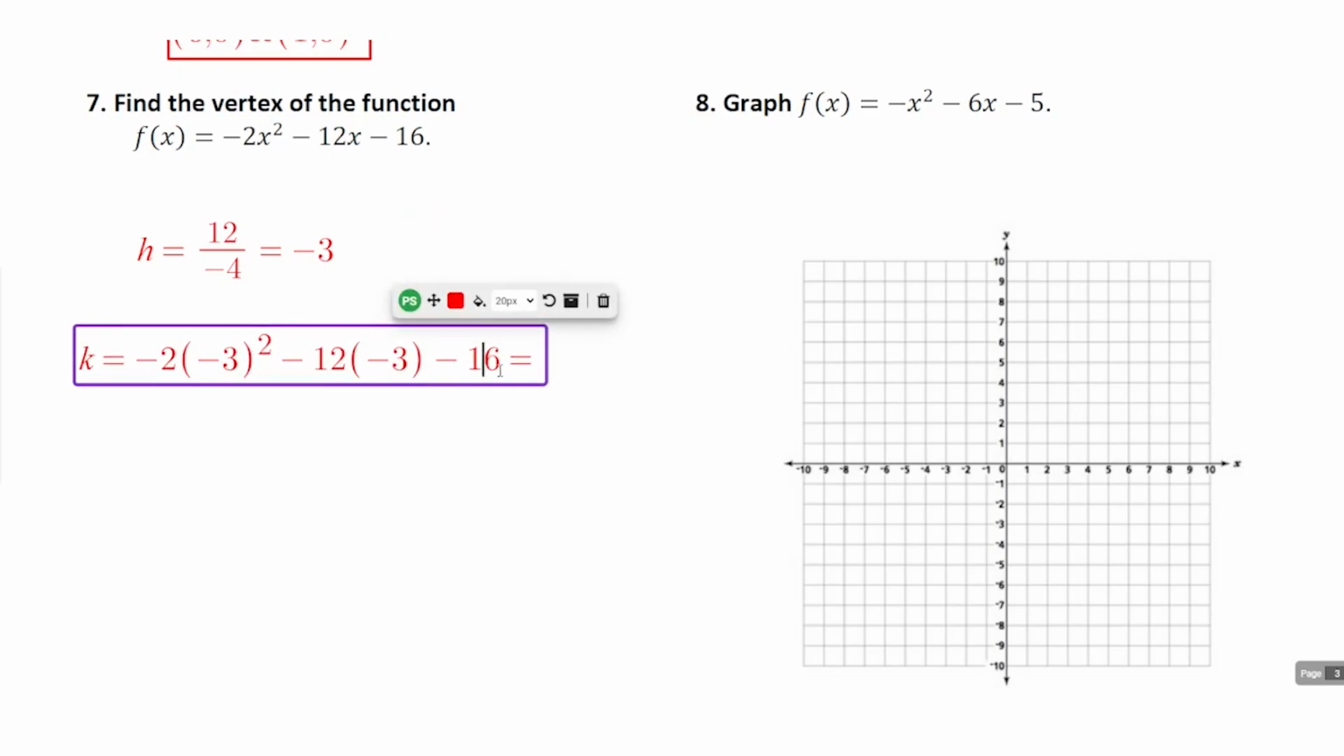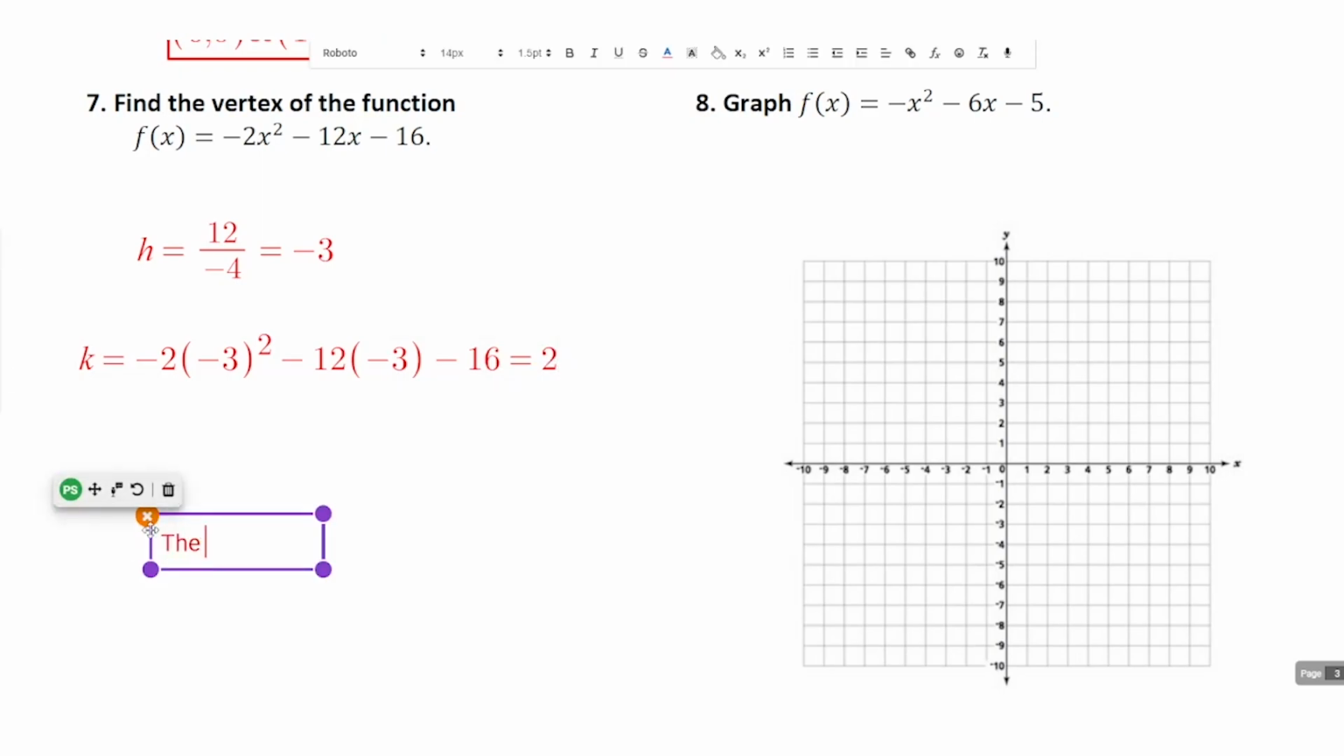So let's see. And I'm just typing this in. -2 times -3 squared. Make sure that that -3 is in parentheses. Minus 12 times -3. Minus 16, I get 2. So the vertex is at (-3, 2).